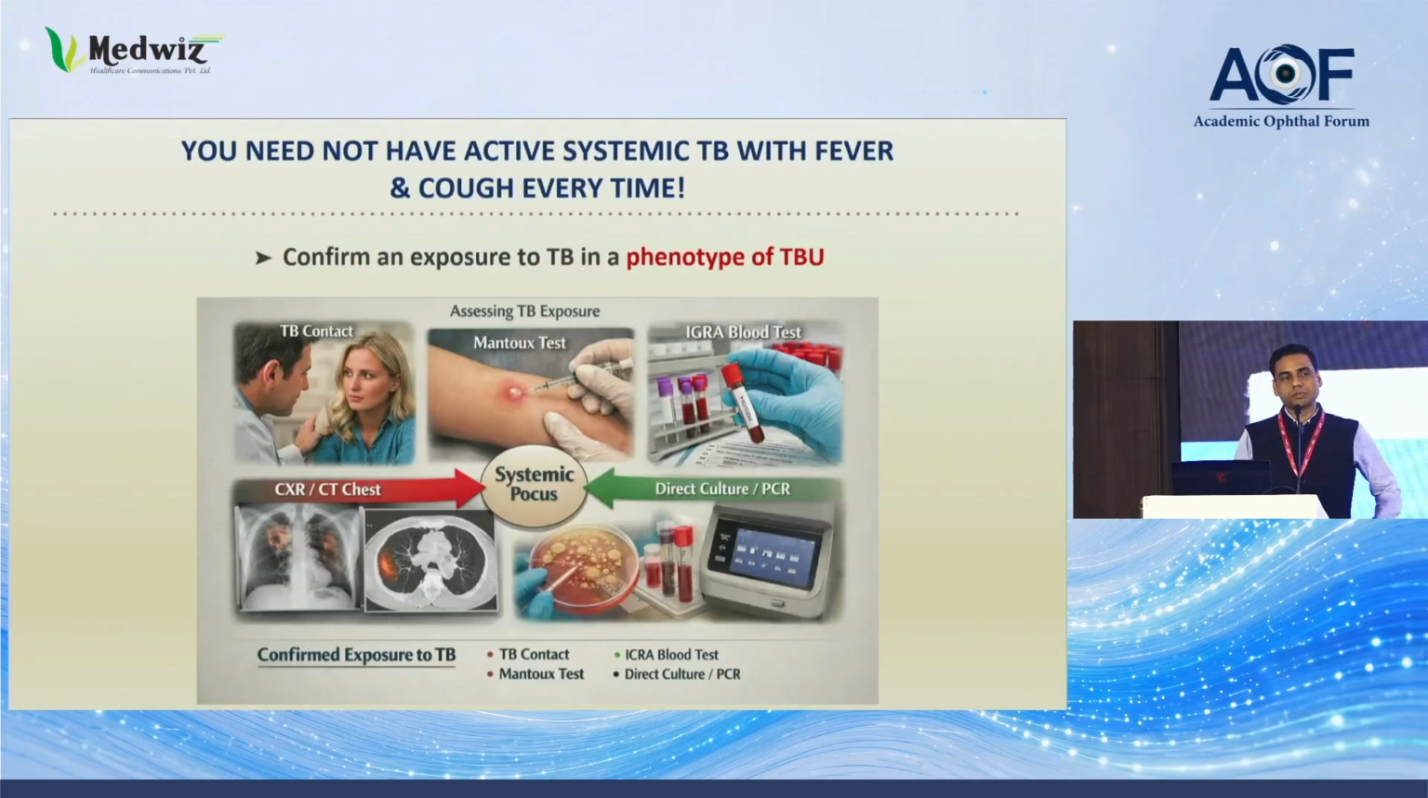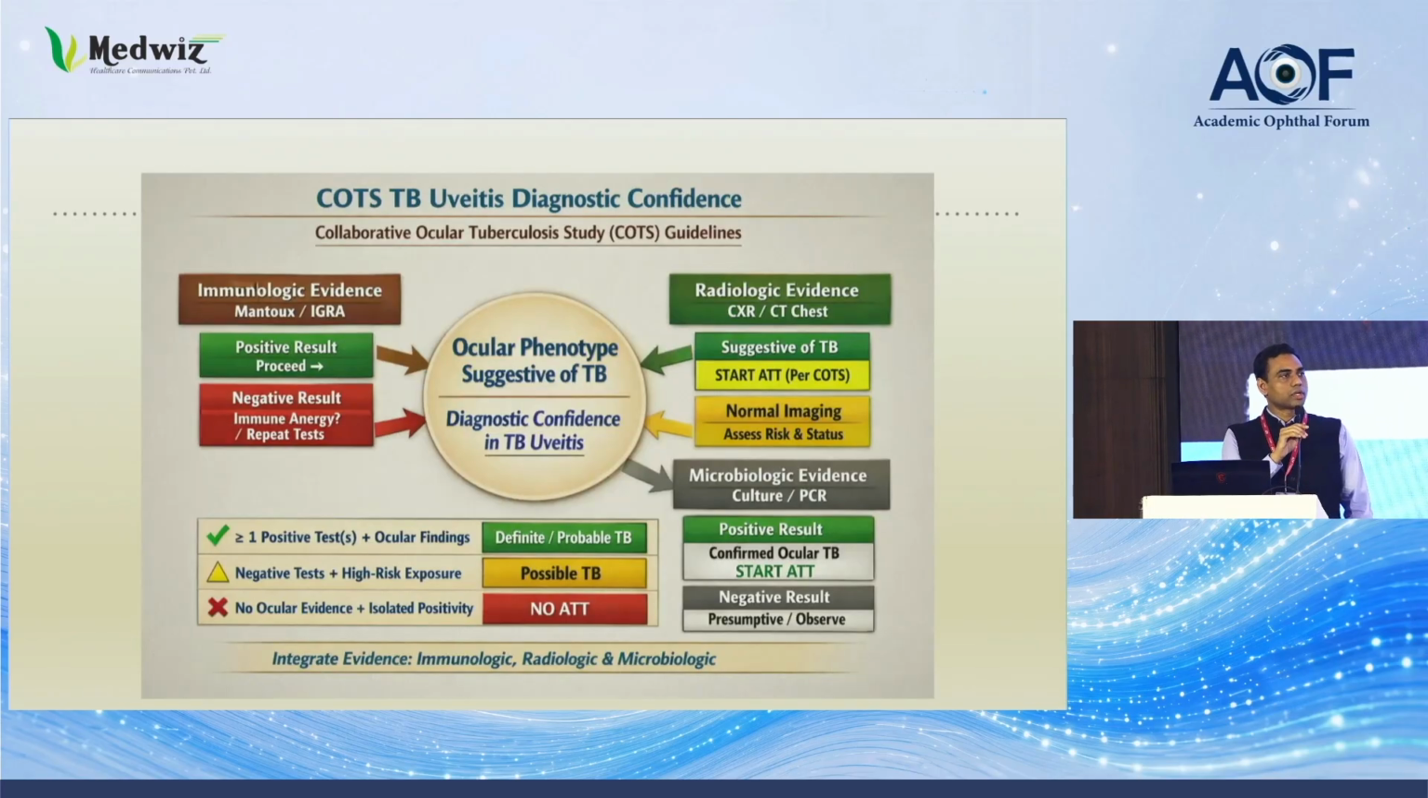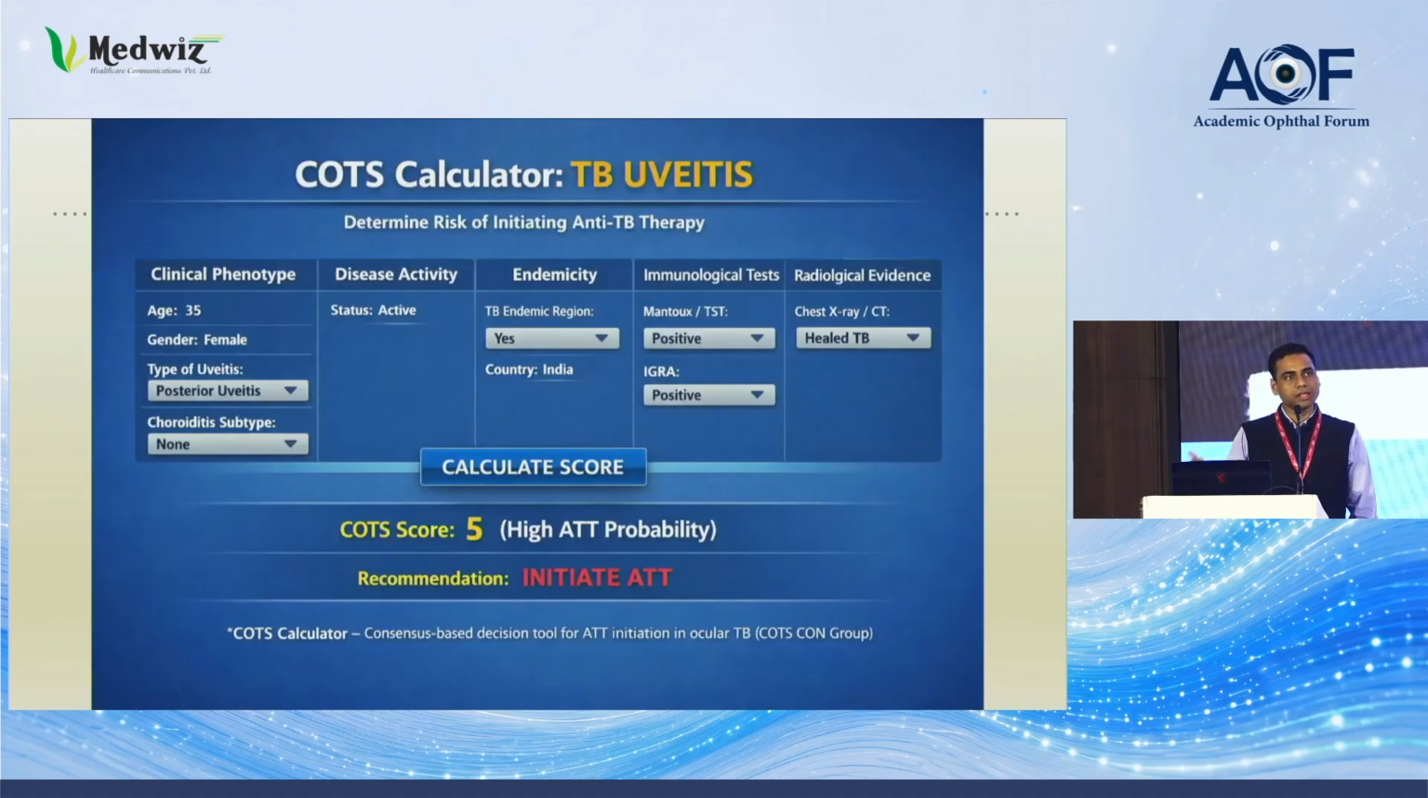Investigation is basically a conglomeration of your history, your immunological testing, radiology, imaging, and other microbiological examinations. The COTS tuberculosis guidelines have made things very, very simple for us. It is as helpful for general ophthalmologists as it is for uveitis specialists. It combines immunological evidence, radiological evidence, history, and microbiological evidence, of course, with a phenotype suggestive of TB at its core, to help you make the diagnosis and arrive at a decision whether to start ATT or not. It's a freely available calculator online.